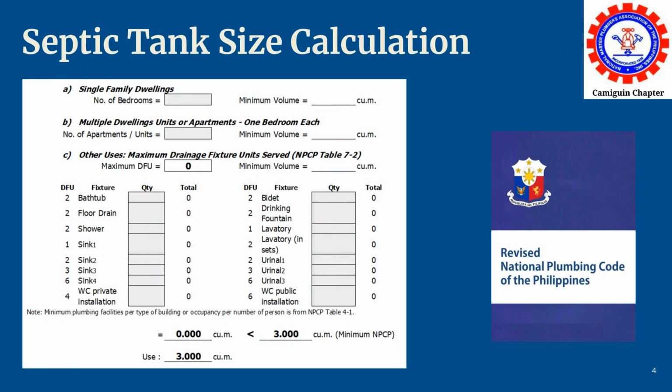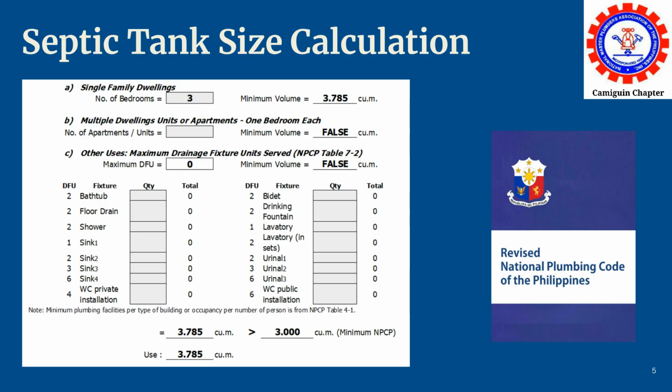The calculation sheet allows you to determine the minimum volume for a septic tank based on specific occupancy types, such as single-family dwellings, apartment units, or other uses based on drainage fixture units. Here is an example calculation. With 3 bedrooms specified for a single-family dwelling, the minimum calculated volume is 3.785 cubic meters, which exceeds the RNPCP minimum requirement of 3 cubic meters.